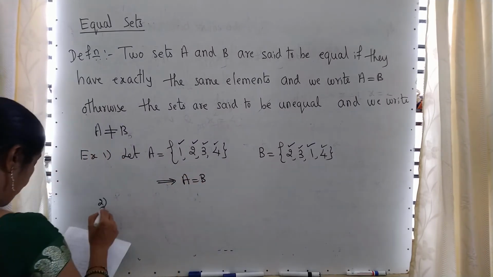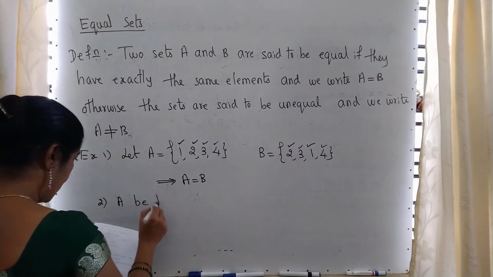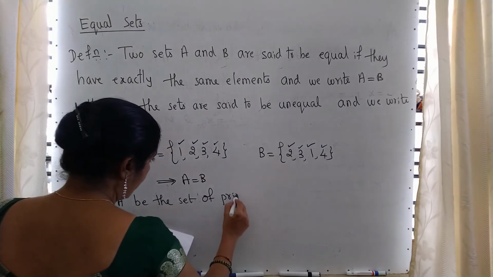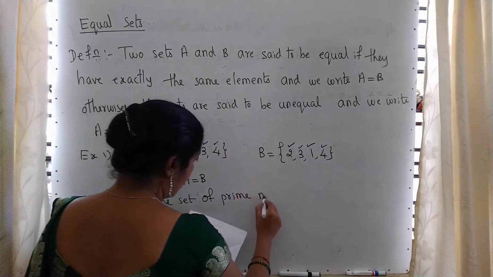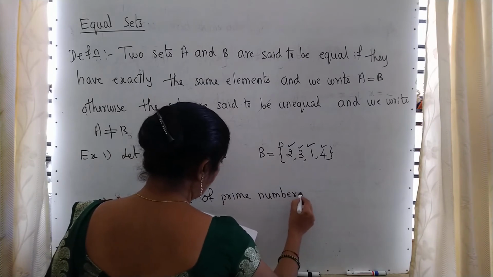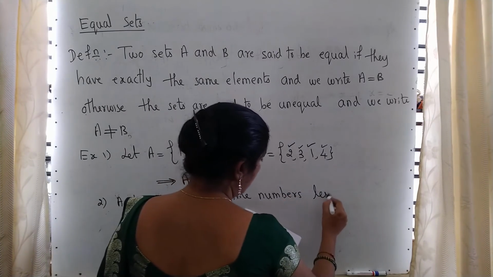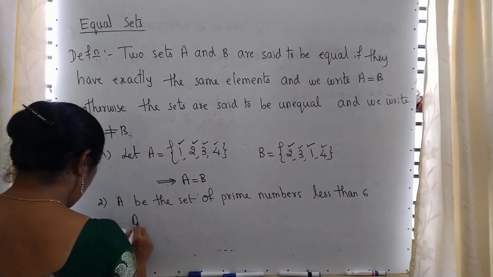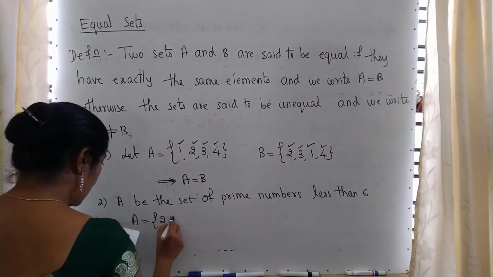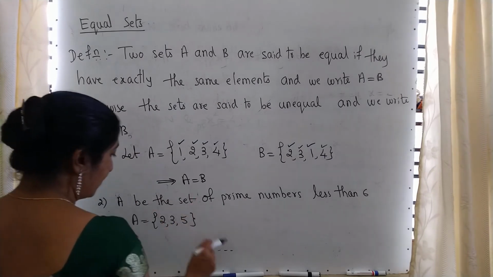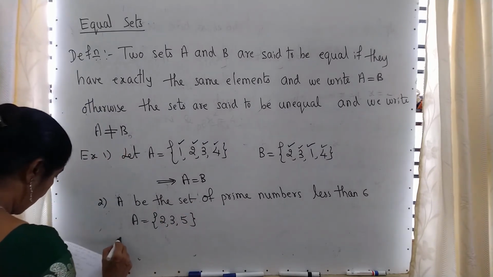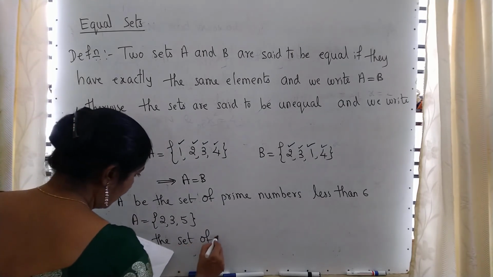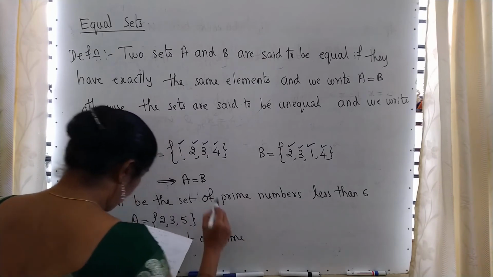Moving to the second one. Let A be the set of prime numbers less than 6. Then how do you write set A? It is {2, 3, 5}. They are the prime numbers less than 6. And let P be the set of prime factors of 30.